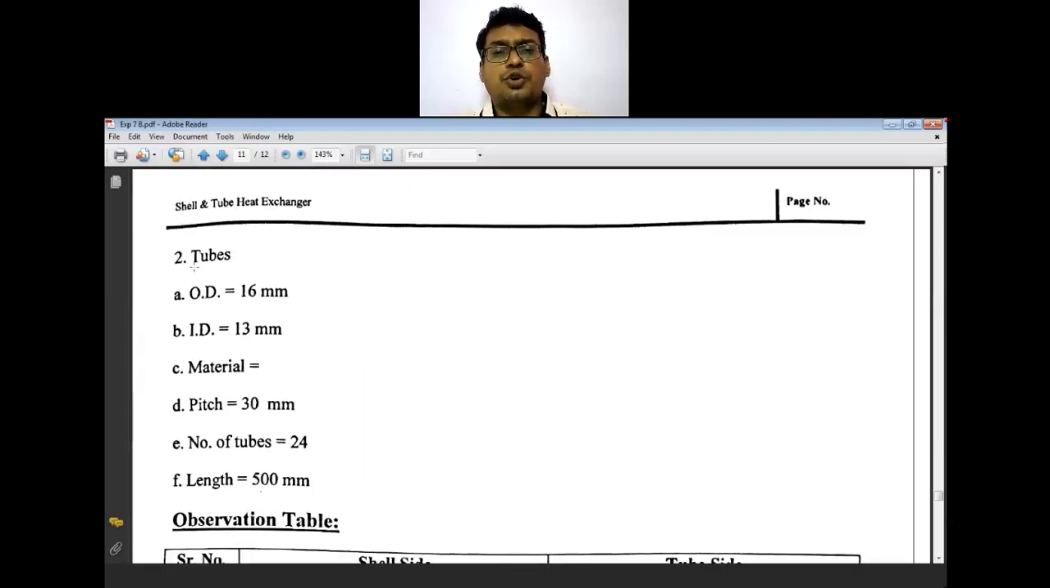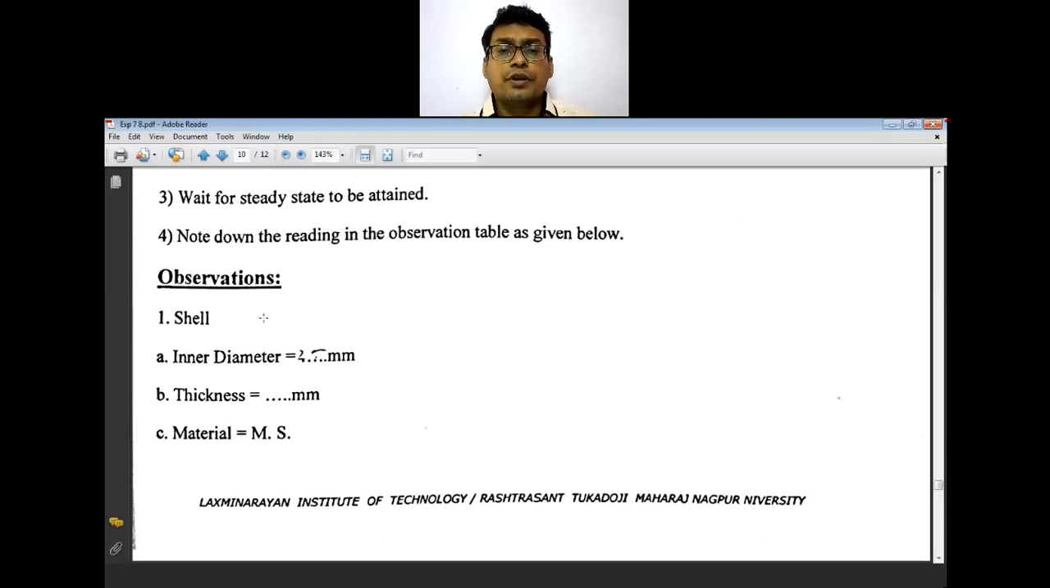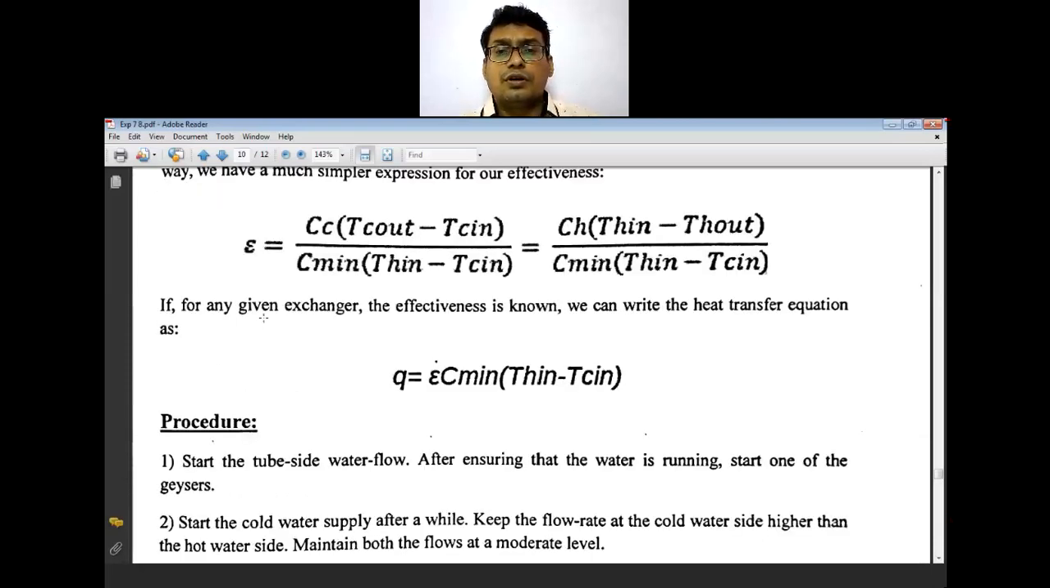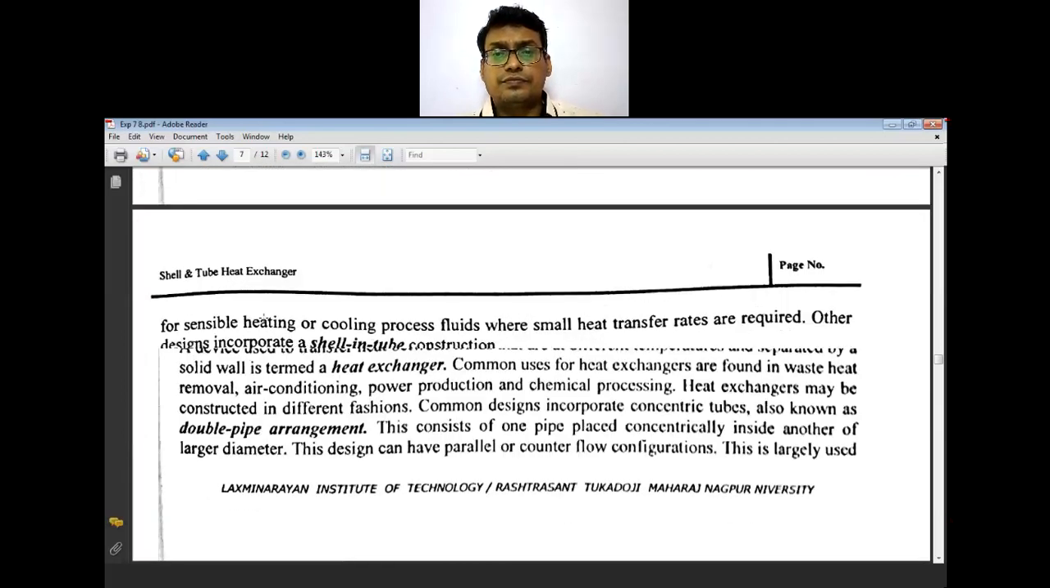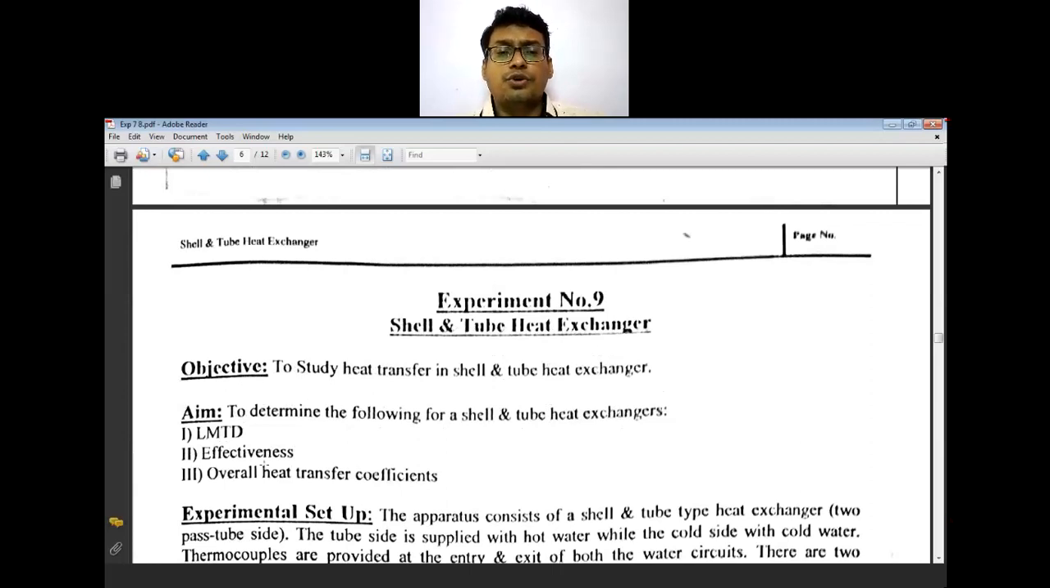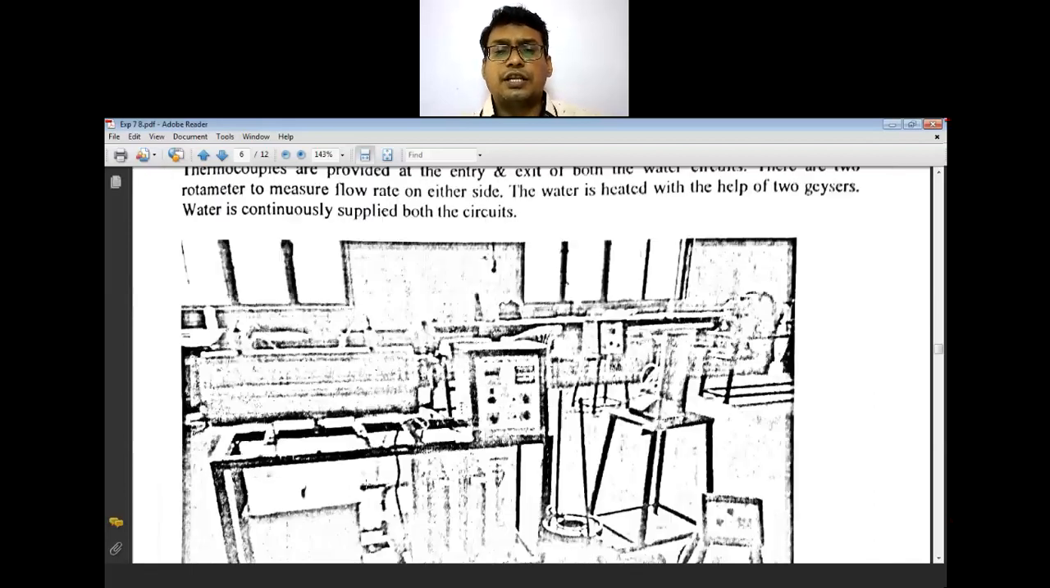The dimensions for the tube: the OD of the tube is 16 mm, the ID of the tube is 13 mm. Then the pitch arrangement is provided, the number of tubes is 24, and the length of each tube is 500 millimeter. This is the data provided for the shell and tube heat exchanger for the calculation of the heat exchange area. Here we are going to calculate the log mean temperature difference, effectiveness, and overall heat transfer coefficient.